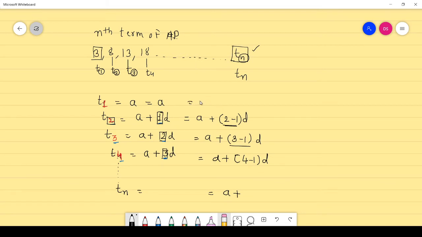I'll write on over here. a plus 1 minus 1d, because I took this one and subtracted one from it. So what exactly did I get? I got the same term, right?